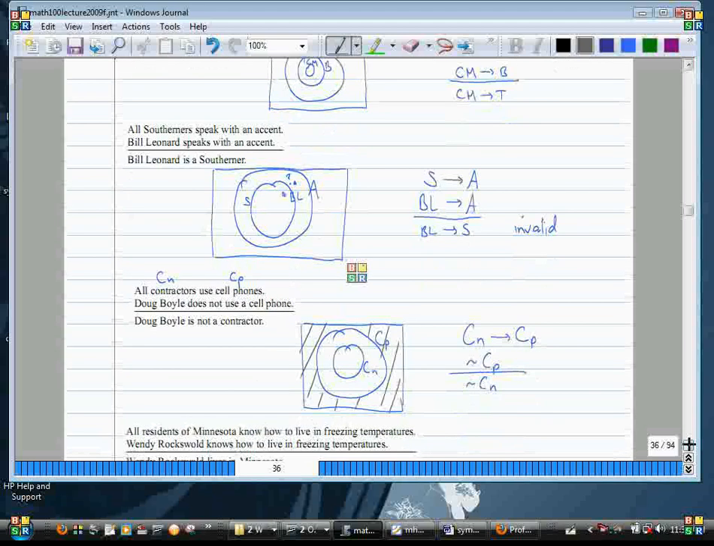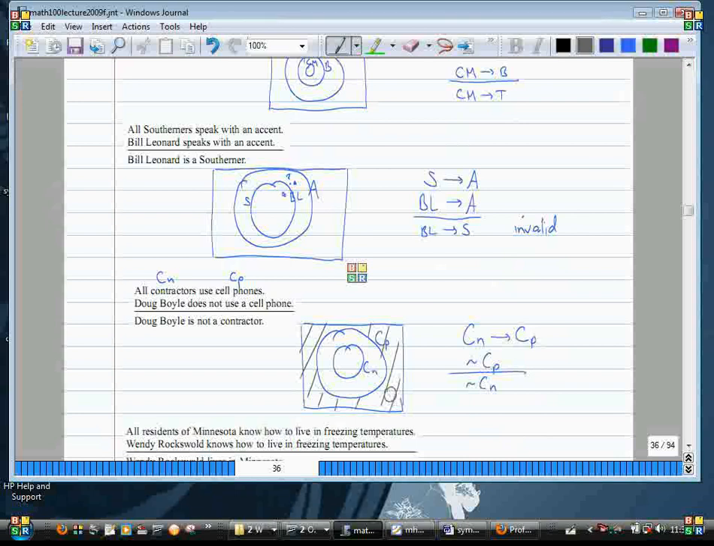Doug Boyle would be outside the CP circle because it says Doug Boyle does not use a cell phone. Exactly. But if Doug Boyle is outside the CP circle and the contractor circle is inside the CP circle, wouldn't that mean that Doug Boyle is a contractor? So Doug Boyle has to be somewhere in the shading. So let's say Doug Boyle is out here. So what can you say about Doug Boyle relative to being a contractor?